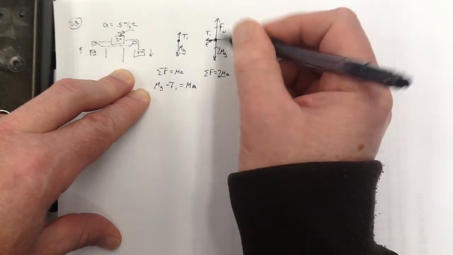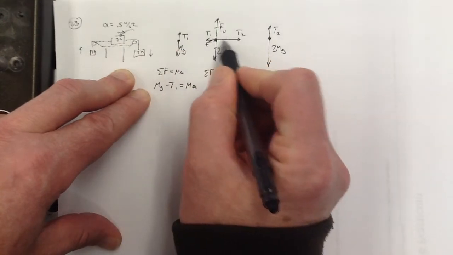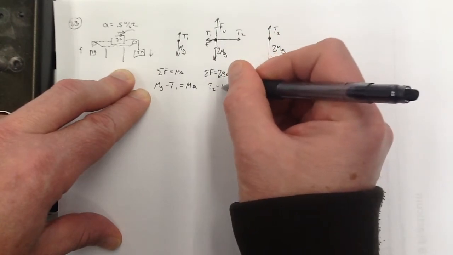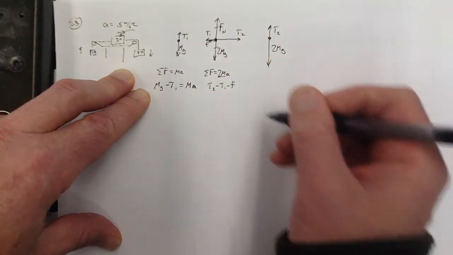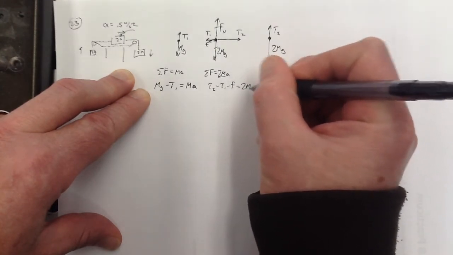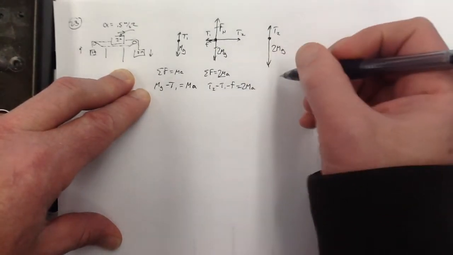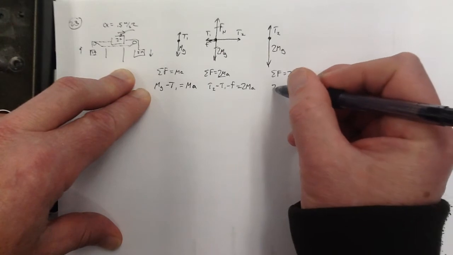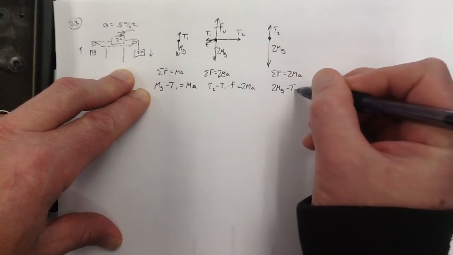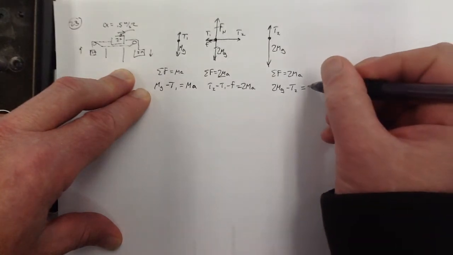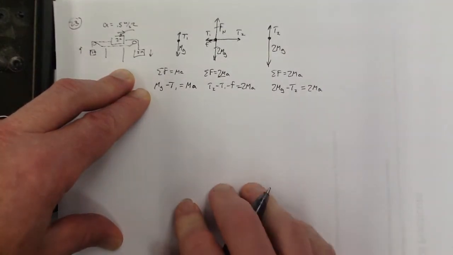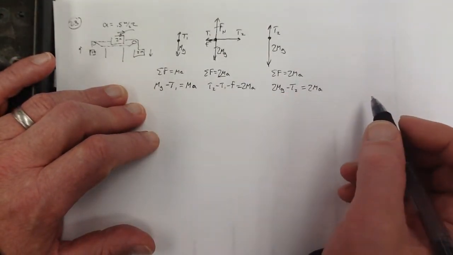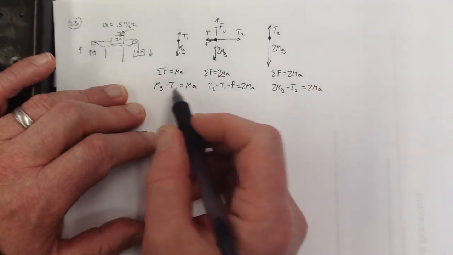So here those balance out. No motion in the up-down direction for this block. T2 is winning, and T1 and friction are losing. And that's equal to the mass of that block times acceleration. And then here, another block with mass 2m. And I'm going to add them all together now, and hope that all the, well, I'm not going to hope. I know all the T's are going to cancel out.